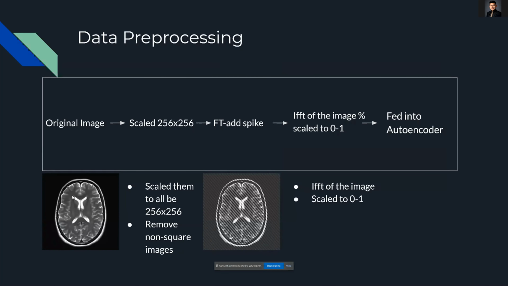In terms of data pre-processing, in other words, what we fed into the autoencoder, we first started with the original image. We then scaled this image to be 256 by 256, as well as removing non-square images. We then took the Fourier transform of these images and added spikes to them. Subsequently, we took the inverse Fourier transform of the image and scaled them to be from 0 to 1. And these are the images we fed into the autoencoder.